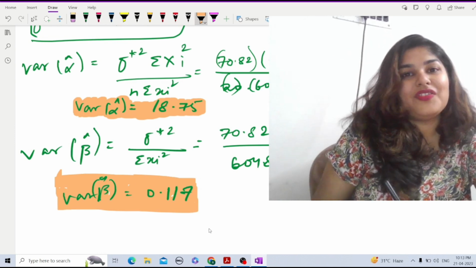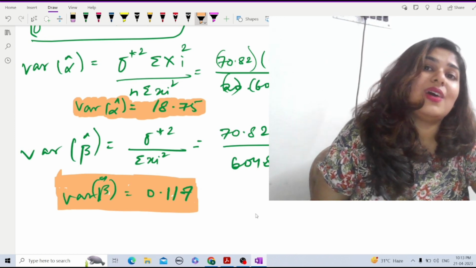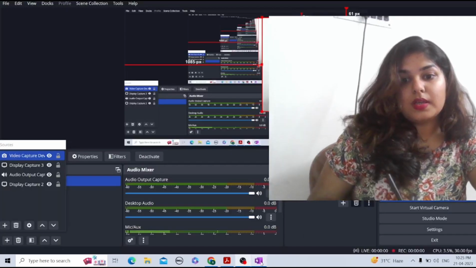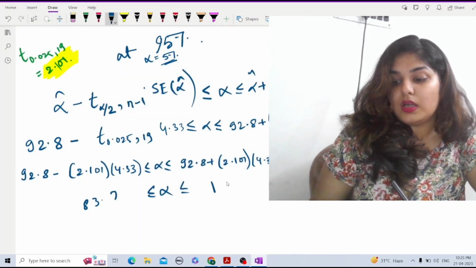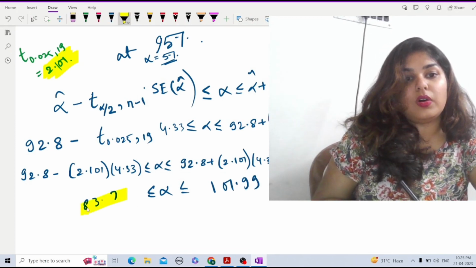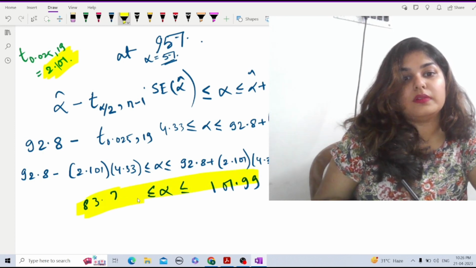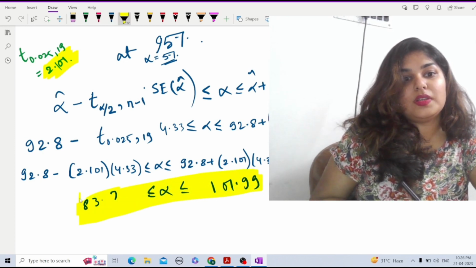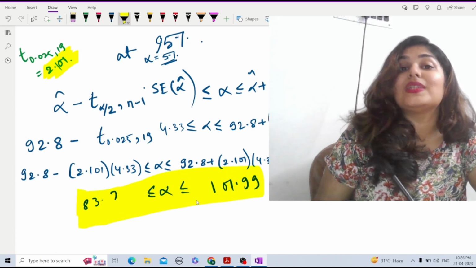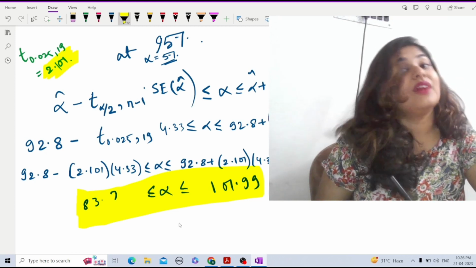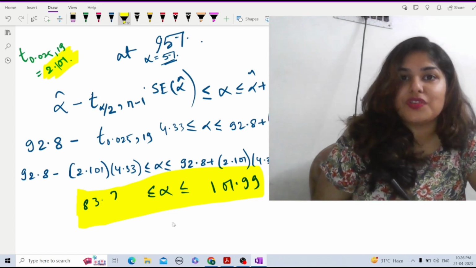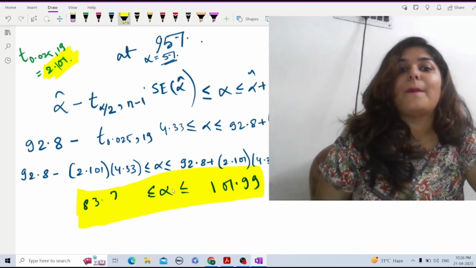Okay, so after we have got it, next we are going to find out our confidence interval for alpha hat and beta. So less than or equal to 101.99. So we have constructed the confidence interval for alpha. What does this confidence interval mean? This is the acceptance region, right? If the value of alpha lies between this, then the value will be accepted. Otherwise, we have to reject it. So that is what we are going to test in the testing of hypothesis. But before that, we also have to find out the interval for beta.